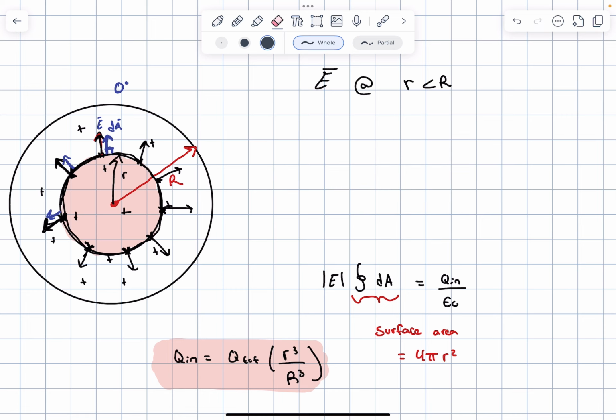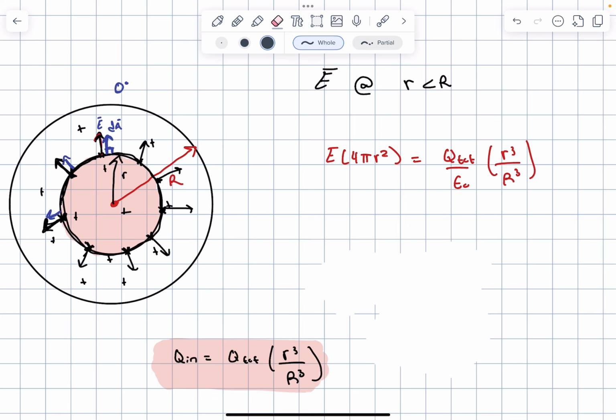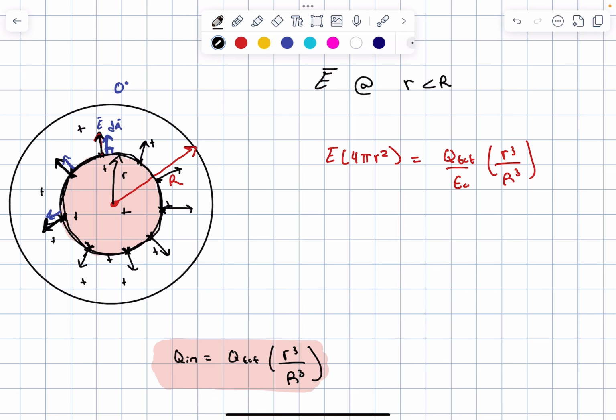And then we get that our equation becomes E times 4 pi r squared is equal to Q in, but we know what Q in is, which is Q total times r cubed over capital R cubed, divided by epsilon naught. So we went from having to solve a complicated surface integral to now really not having to solve anything and just having to move things around, because this is what we wanted.